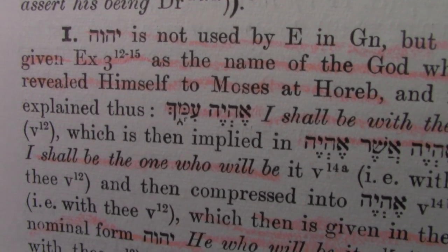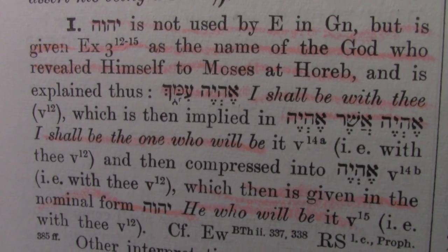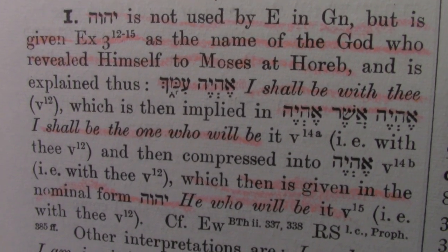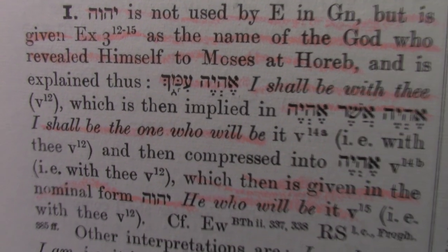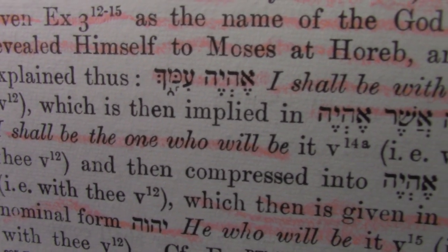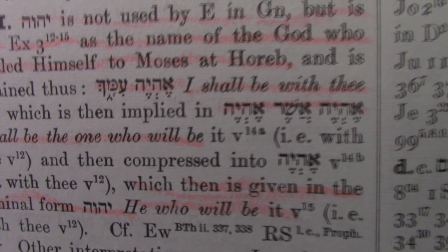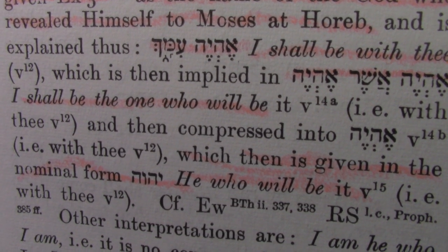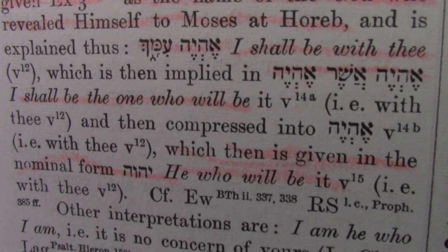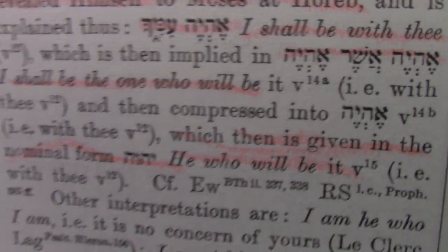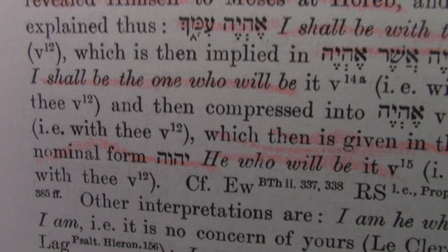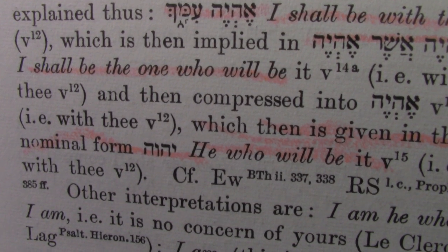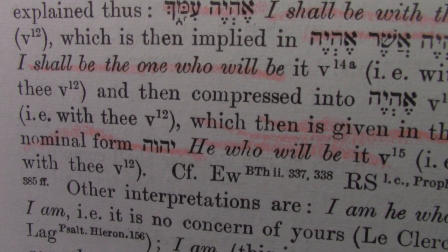3:12-15 as the name of the God who revealed himself to Moses at Horeb, and is explained thus: Ahaya Amak. And then it says, I shall be with you. And then it goes into verse 12, and it says, which is then implied in Ahaya Ashar Ahaya, I shall be the one who will be it. Make sure I read it right. I shall be the one who will be it. Yeah, that's how it says it.